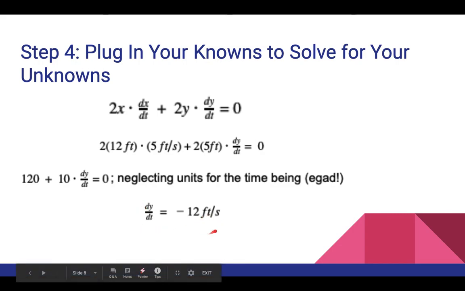And because we need to include units, that's going to be feet per second, because dy is change in height, which is feet, and dt is change in time, which is seconds. To make sure that this makes sense, we can actually check the sign. We know from the original problem that our height is decreasing, so dy over dt should be a negative value, which is what we see right here. We get negative 12 feet per second. And this is the steps to solving a standard related rates problem.